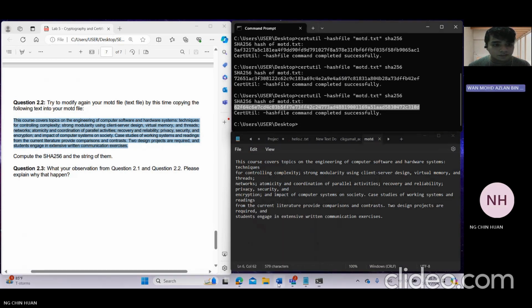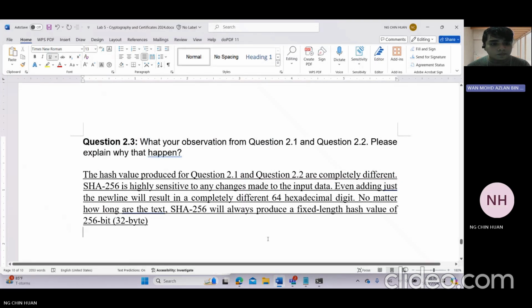The hash values produced for question 2.1 and question 2.2 are completely different because SHA-256 is highly sensitive to any change made to the input data. Even adding just a new line will result in a completely different 64 hexadecimal digit output, no matter how long the text is. SHA-256 will always produce a fixed-length hash value of 256 bits, that is 32 bytes.